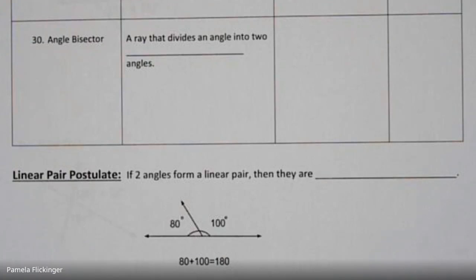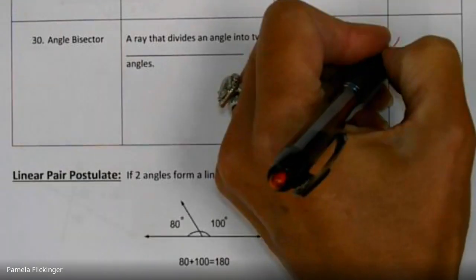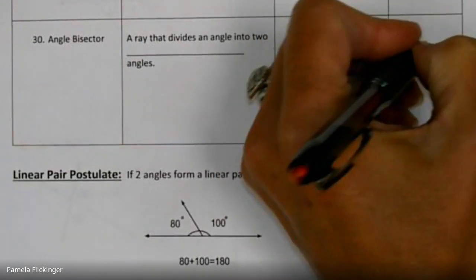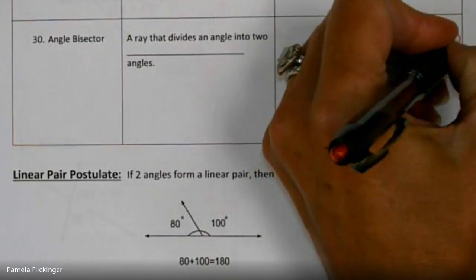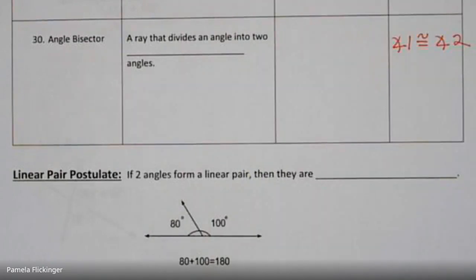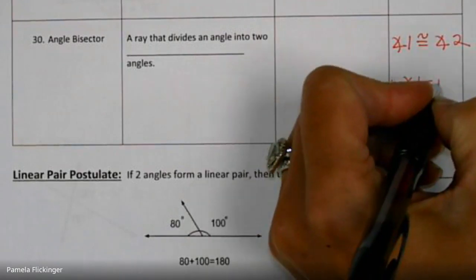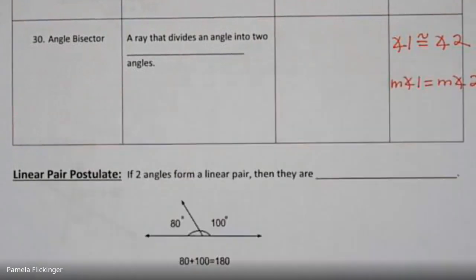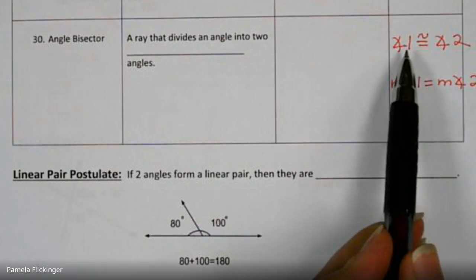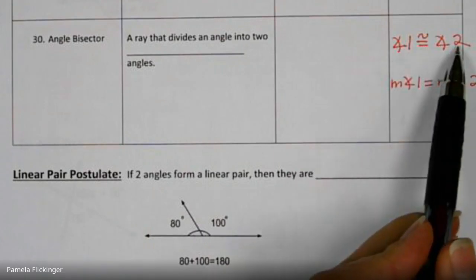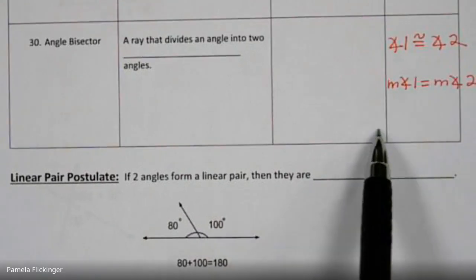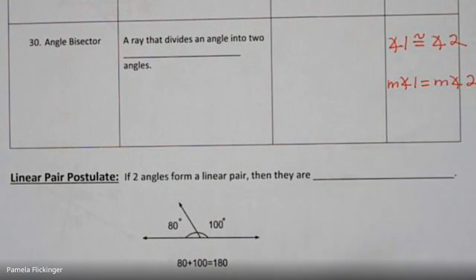So here's the second half. I think it was trying to let you know you can write angle bisector as angle 1 is congruent to angle 2, or we can say the measure of angle 1 equals the measure of angle 2. It's important that parts can be congruent to other parts, but measures are equal to other measures.